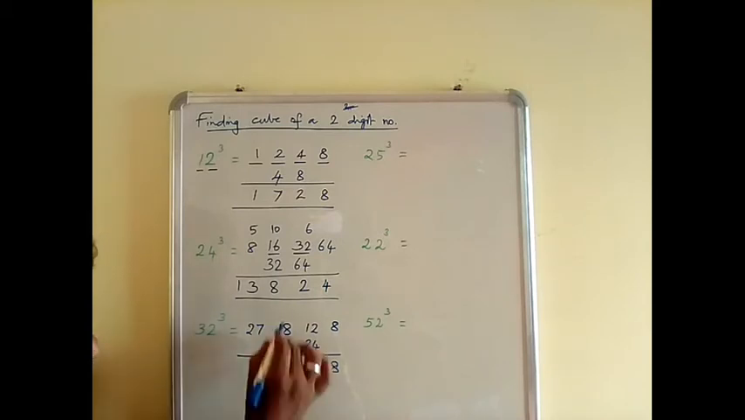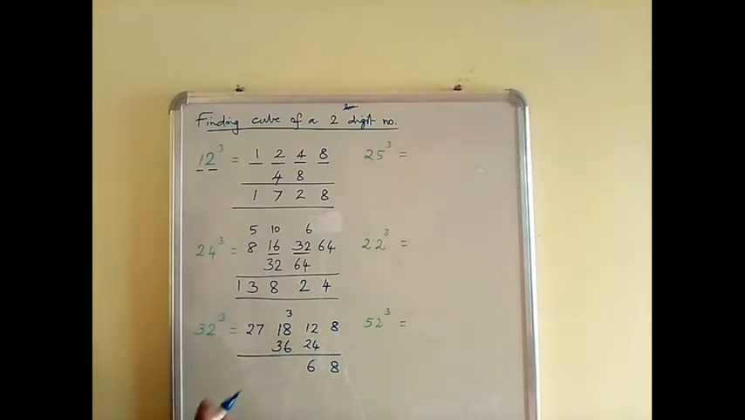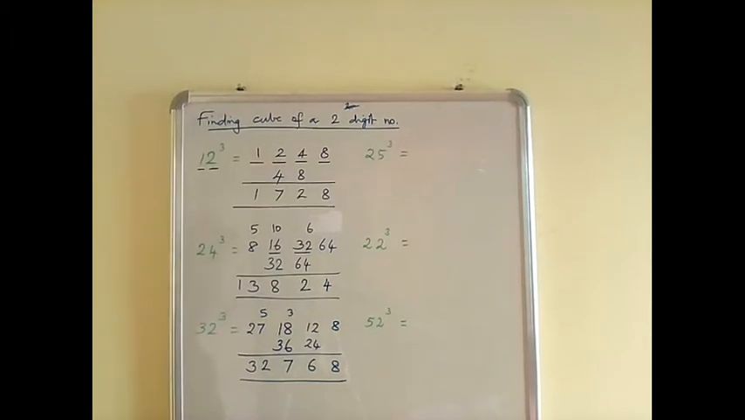So 6, 3 is carry. Now adding these 3, 36 plus 18, 54 plus 3, 57. So put 7, 5 is carry. 27 plus 5 will give you 32. So 32 cube is nothing but 32,768.